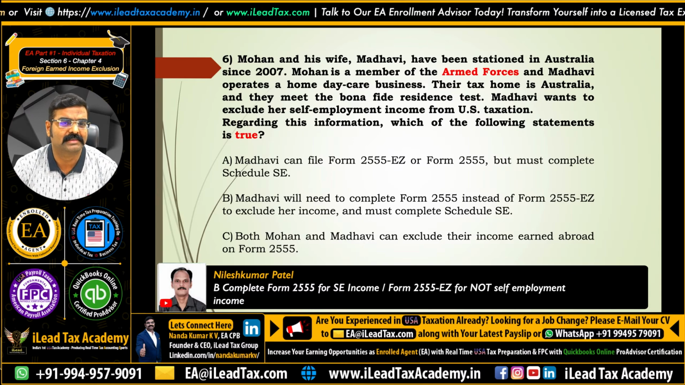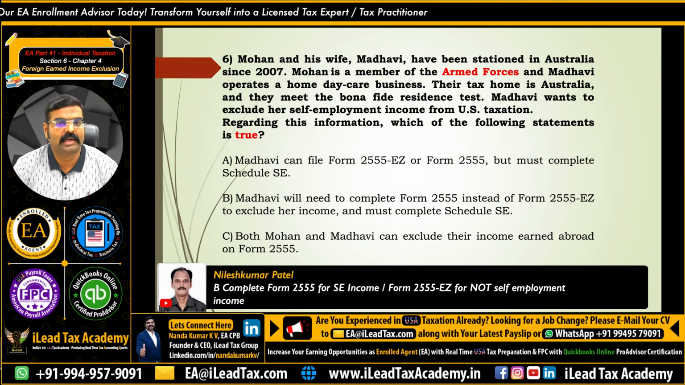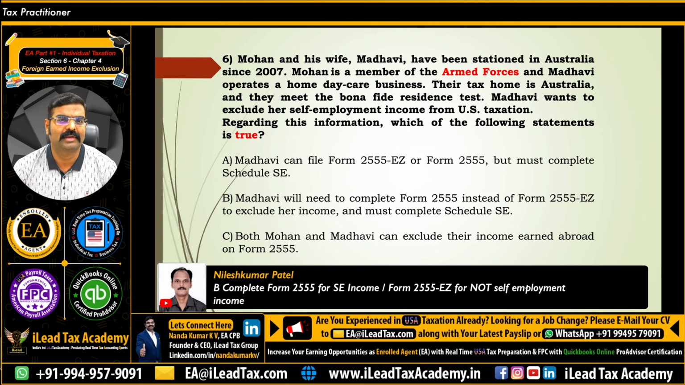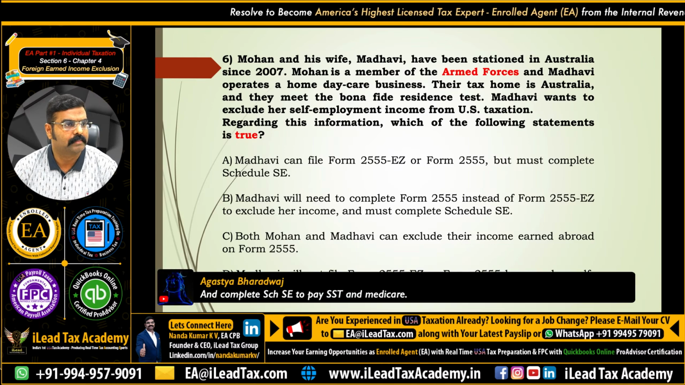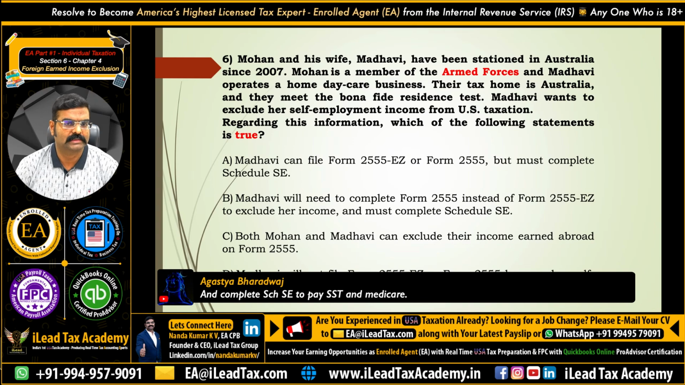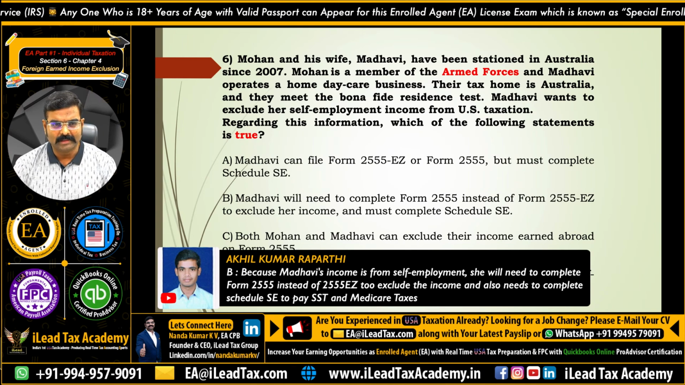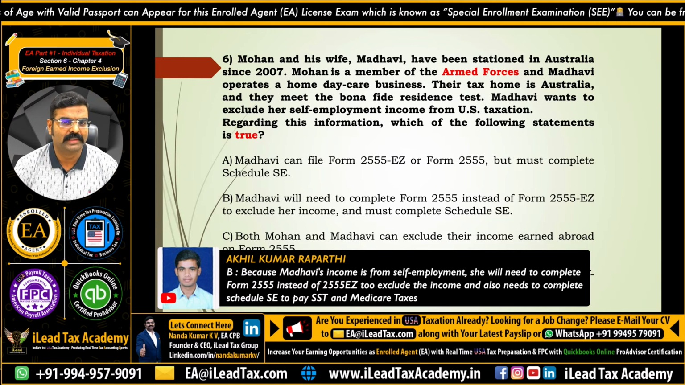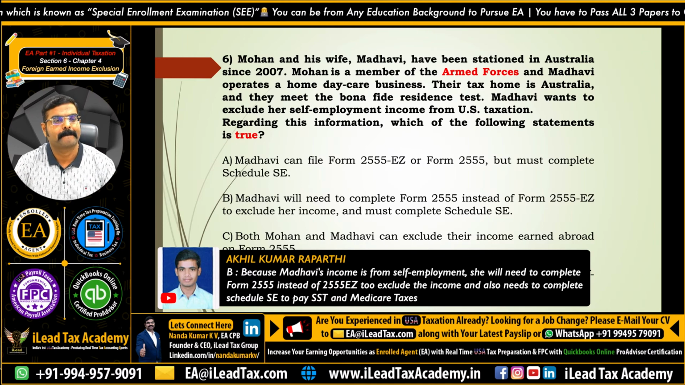It's so clearly mentioned that it's self-employment income. So Madhavi will need to complete Form 2555 instead of Form 2555 EZ to exclude her income, and must complete Schedule SE, the self-employment tax computation. And Mohan is a member of the armed forces, so whatever he gets is considered as from the US. So don't worry about Mohan, just worry about Madhavi. She must complete Schedule SE to pay Social Security and Medicare. Because Madhavi's income is from self-employment, she will need to complete 2555 instead of 2555 EZ to exclude the income, and also needs to complete Schedule SE to pay Social Security and Medicare taxes. Very good, Akhil.